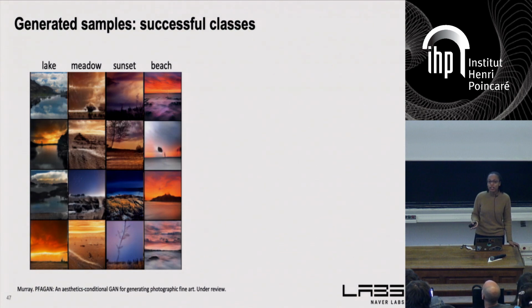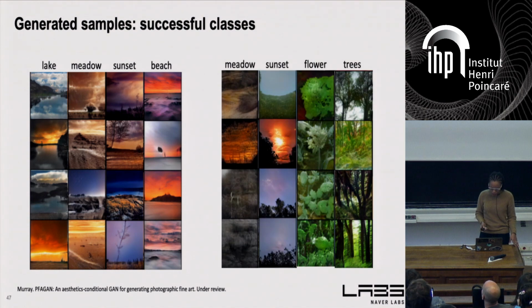If you condition the image to be low quality, you tend to get things like this. So you can see, for example, for trees that it looks a bit cluttered, the colors are very different, and the color distributions as well.